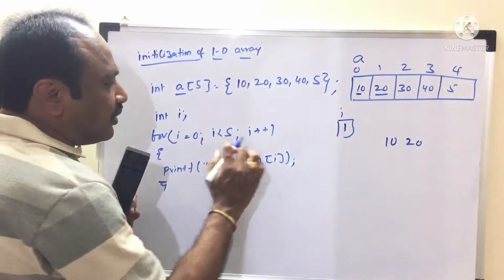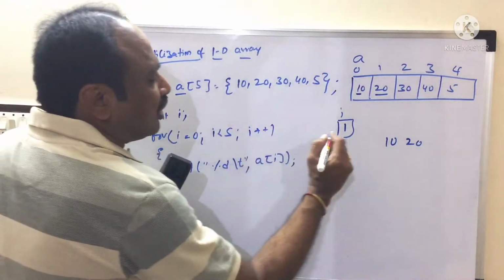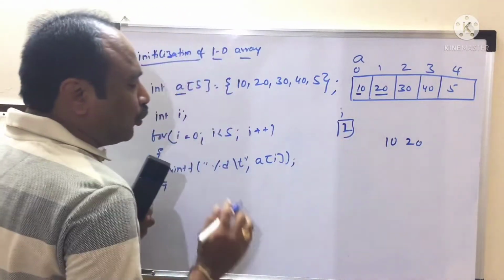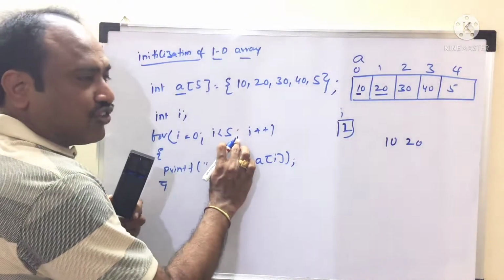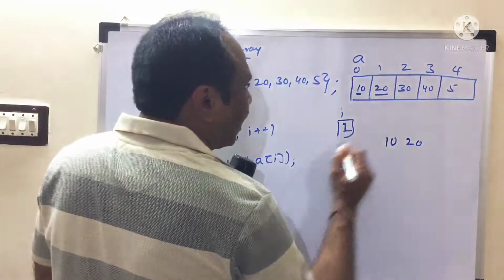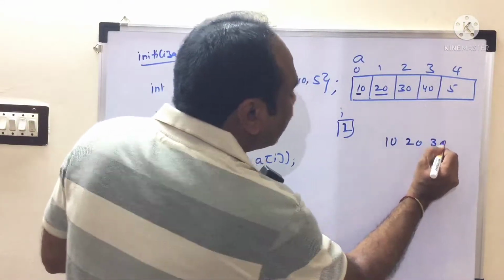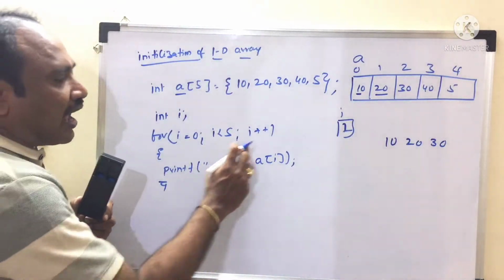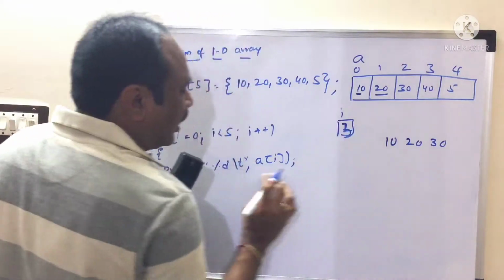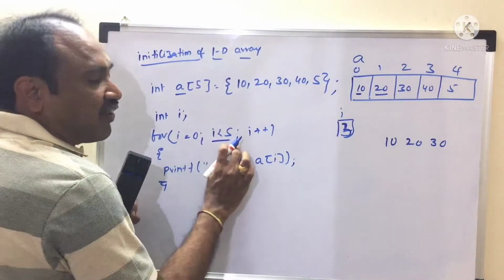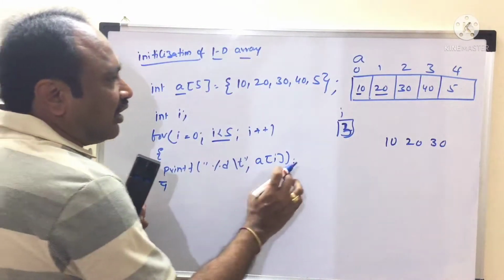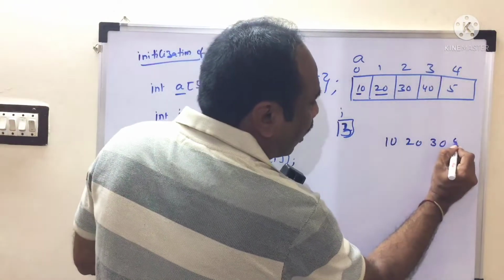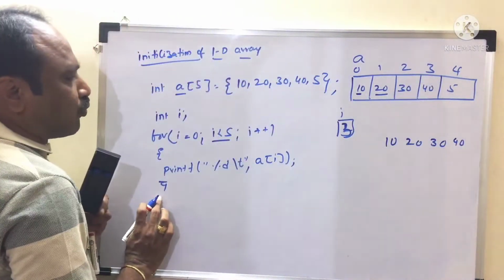If the for loop closes, what will happen? Again the value will be increased. i plus plus, i equals i plus 1, means i value becomes 2. Again check the condition. 2 less than 5, condition true. printf a of 2. What is a of 2? 30 printed. Again what closes? For close. i plus plus. i value becomes 3. Check the condition. 3 less than 5, condition true. printf("%d", a[3]). What is the a of 3 value? 40 printed. Again for loop close.